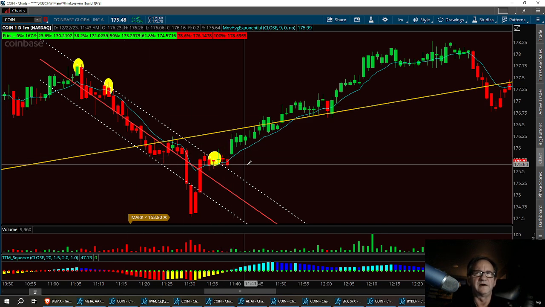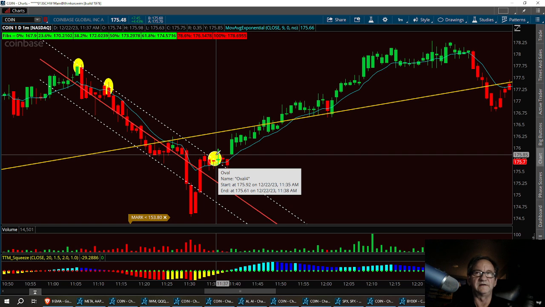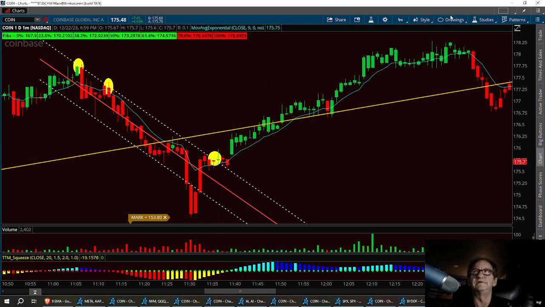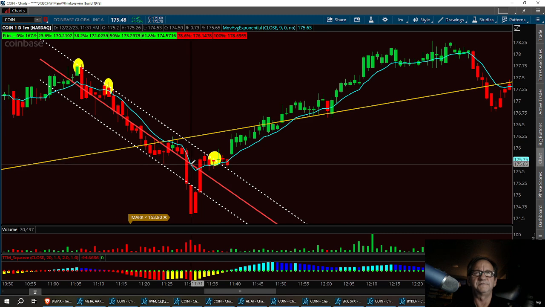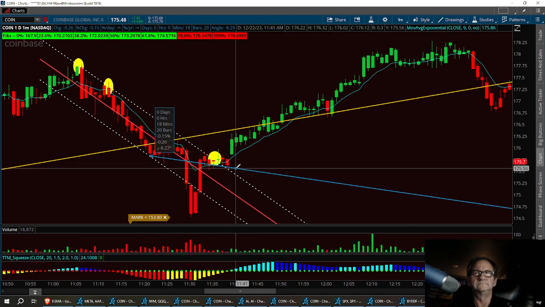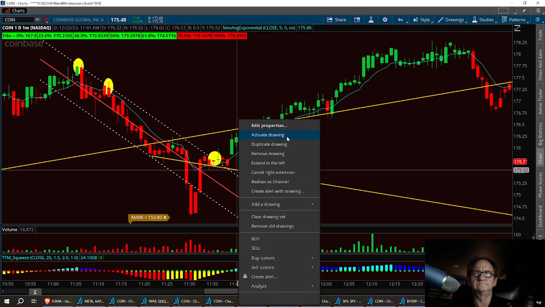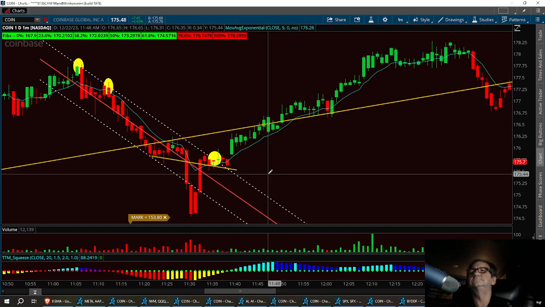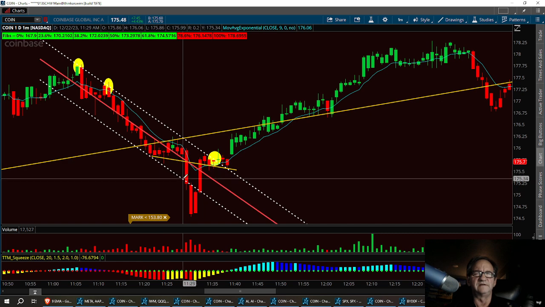There's another pattern in here that really gets me excited. Can you see what it is? It's called inverse head and shoulders. So we're below the 9, we're below the 9 and we're bearish. And then all of a sudden we create a pattern. This is called an inverse head and shoulders.